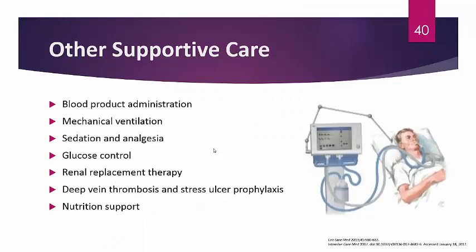Other supportive care options that you may do for patients that are septic, which we're not going to focus primarily on, include blood product administration, mechanical ventilation if they have respiratory depression, sedation and analgesia for pain and sedation if they're on the vent especially, glucose control because these patients become very hyperglycemic, renal replacement therapy for patients who need dialysis as a result of acute kidney injury or chronic kidney failure, deep vein thrombosis and stress ulcer prophylaxis. So deep vein thrombosis prophylaxis you should have learned about this semester with Dr. Snowden. And then nutrition support, which you'll learn about in Patient Care 4.